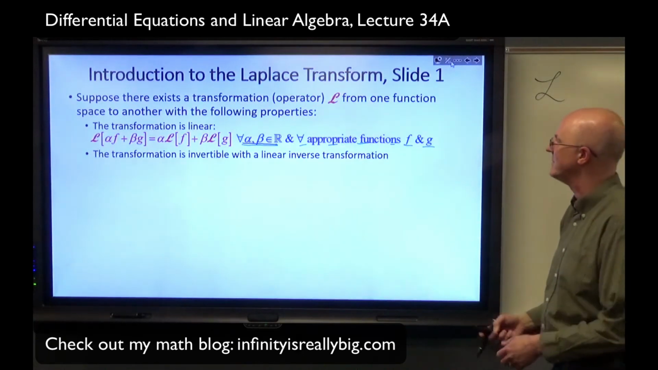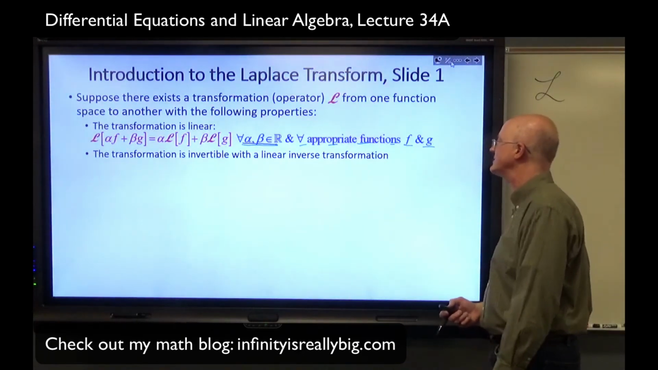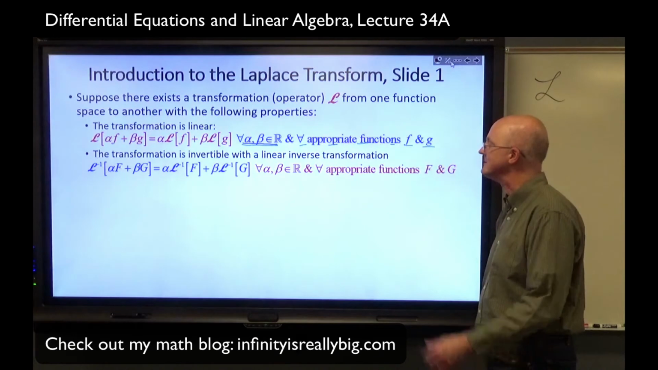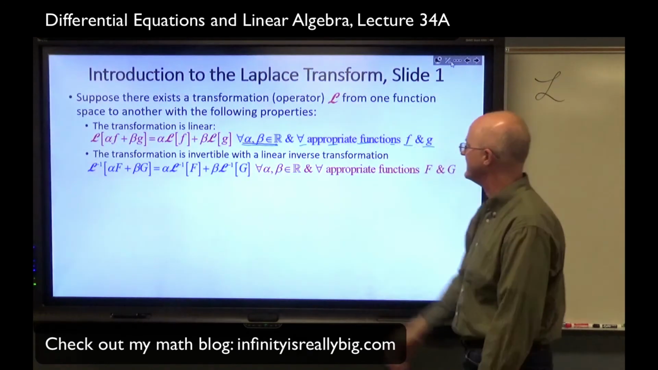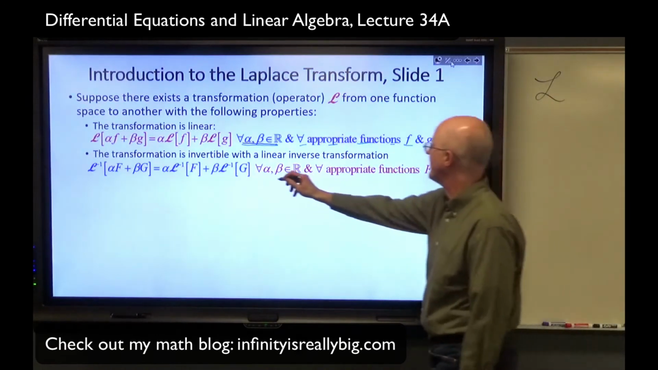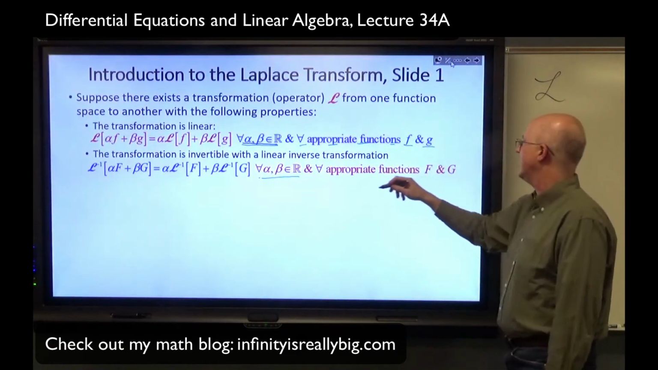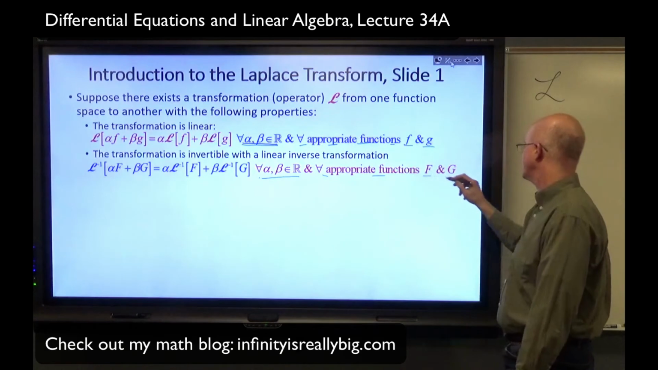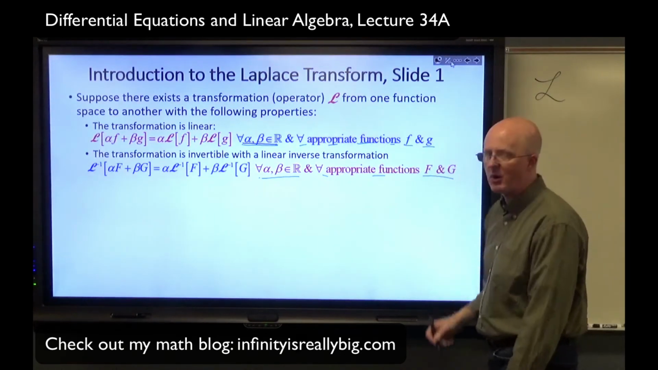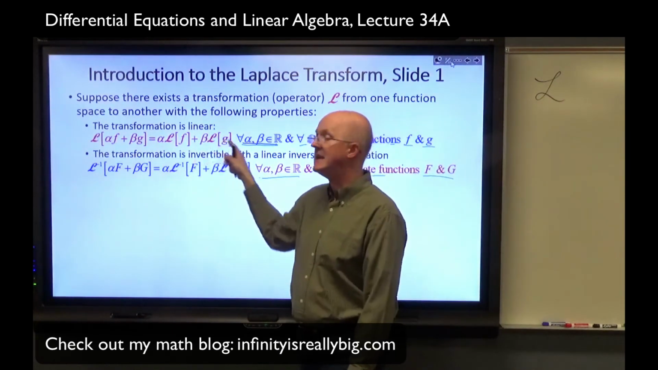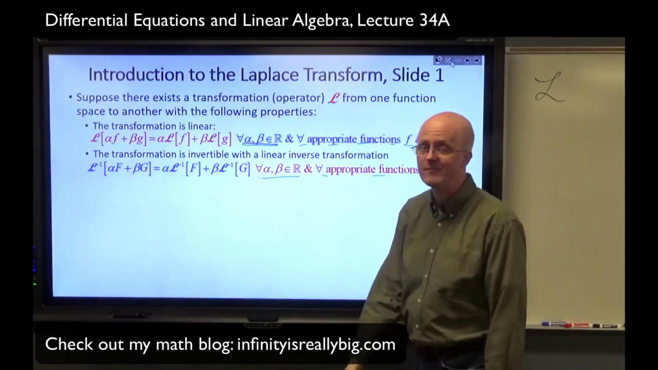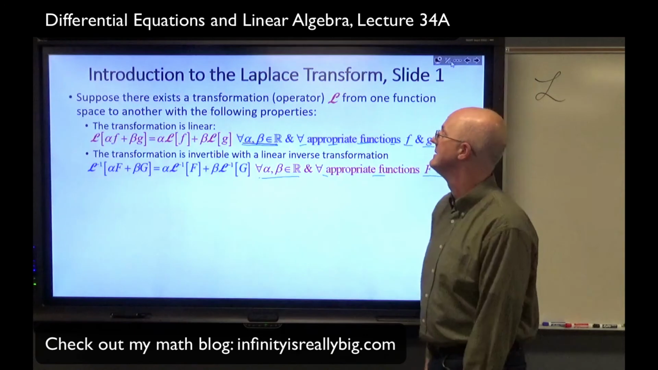I want it to be invertible with a linear inverse transformation as well. L inverse must exist and satisfy the operation preserving property as well. Here, once again, alpha and beta are arbitrary real numbers, and f and g are arbitrary appropriate functions. I'm not saying what appropriate means. It is traditional to use lowercase f and g here and uppercase F and G here, but you don't have to.